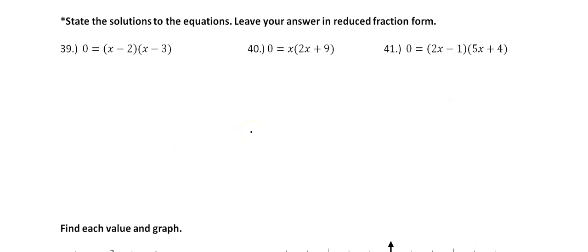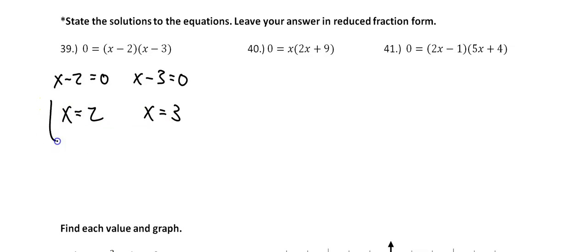This one says state the solutions of the equations. Leave your answers as reduced fractions. Really, this is solving by factoring, but all the factoring is done for us. If it's factored and equal to 0, just set each factor equal to 0. X minus 2 equals 0, x minus 3 equals 0. Here I add the 2 to each side, so I get x equals 2. Here I add the 3 to each side, so I get x equals 3. And that's it.